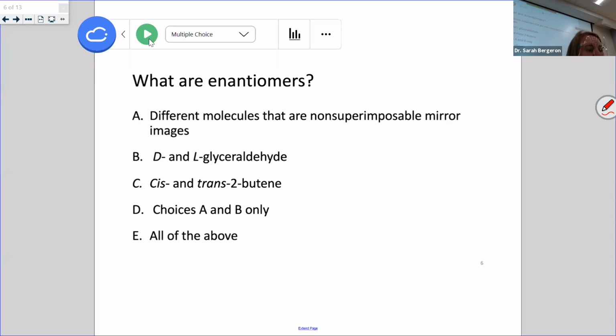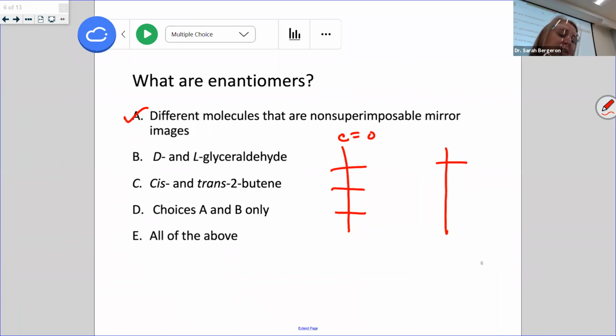All right. So what are enantiomers? Look at A. Different molecules that are non-superimposable mirror images. True or false? True. That's true. D and L glyceraldehyde. What's the difference? If I were going to draw, there's a carbon and it's got a double bond on it, and here's the same thing, a carbon with a double bond. How do I differentiate between D and L?